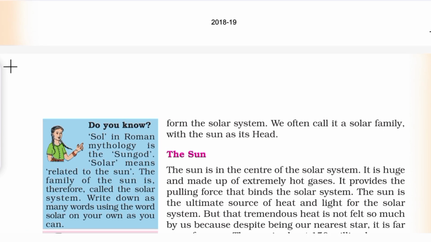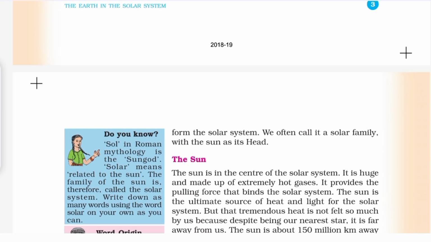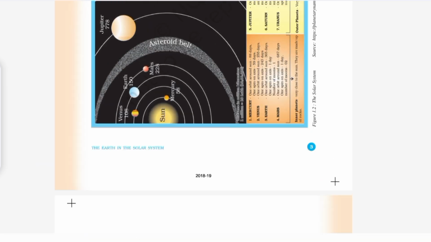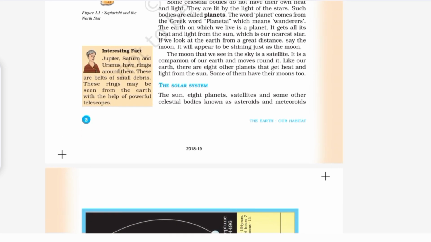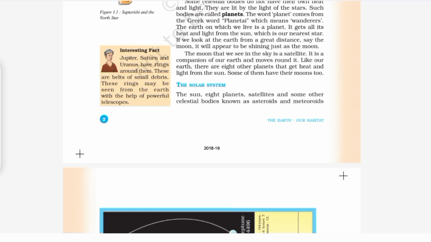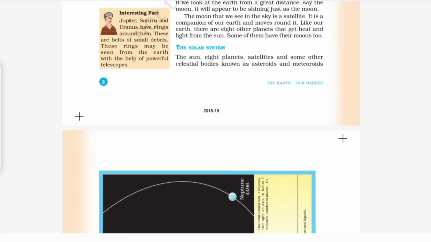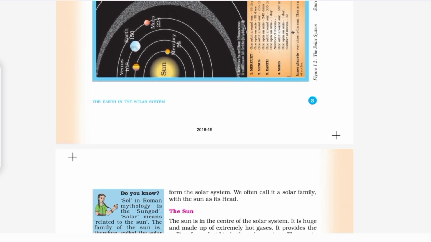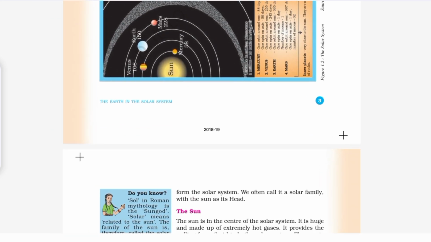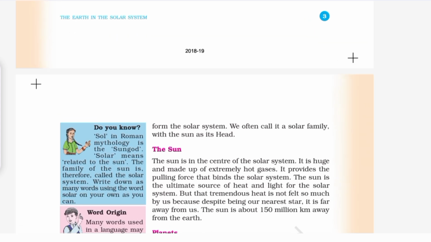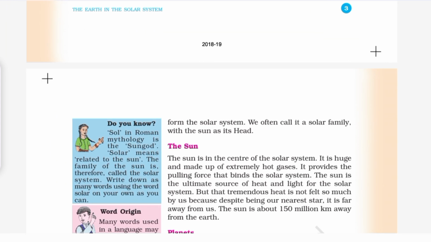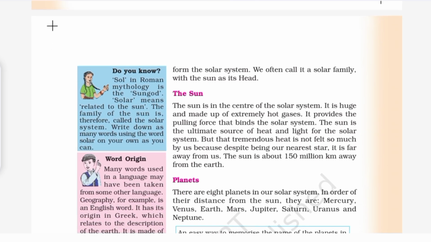The solar system, we often call it the solar family, with the Sun at its head. What it is saying is that the Sun, the 8 planets, the satellites and some other celestial bodies hold together and make a solar system. Then what is a solar family? Sometimes we say solar system, and we usually call it a solar family, like a family with a head. And who is the head? The Sun is at its head.